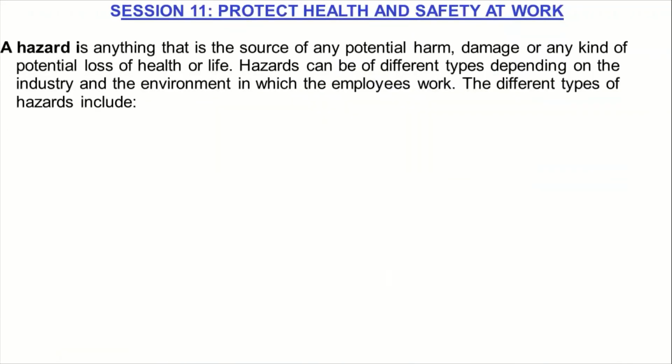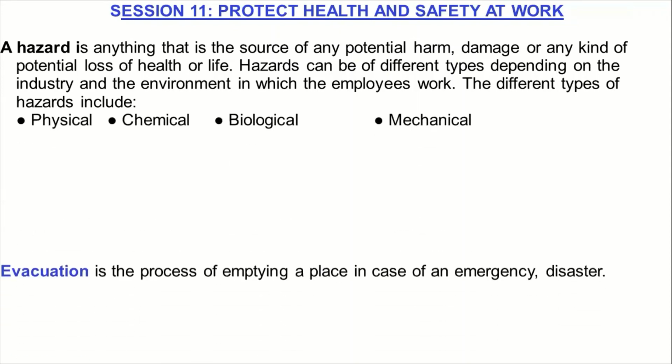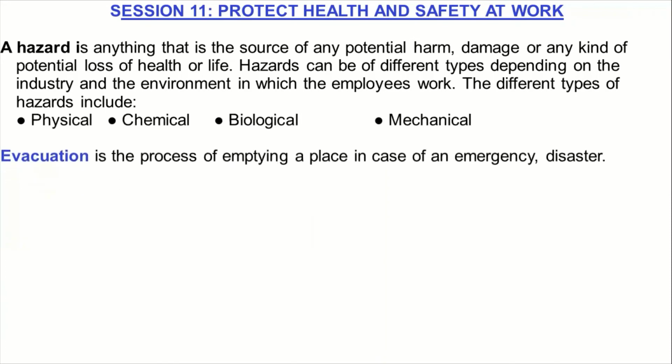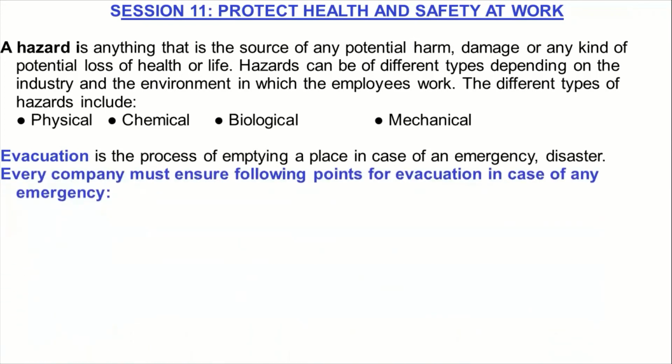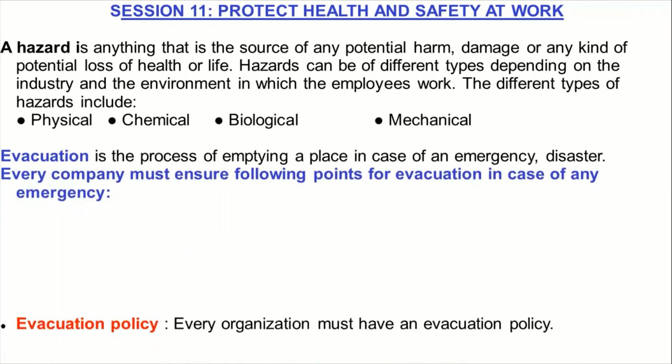A hazard is anything that is the source of any potential harm, damage, or any kind of potential loss of health or life. Hazards can be of different types depending on the industry and the environment in which the employees work. The different types of hazards include physical, chemical, biological, and mechanical. Evacuations. What is evacuation? It's a process of emptying a place in case of any emergency or disaster. Every company must ensure the following points of evacuation in case of any emergency.